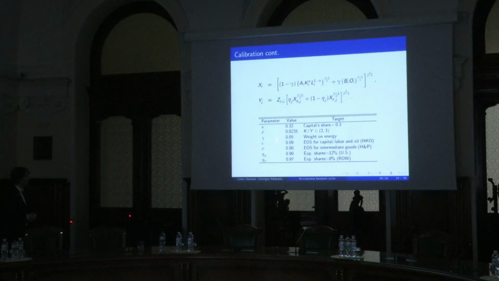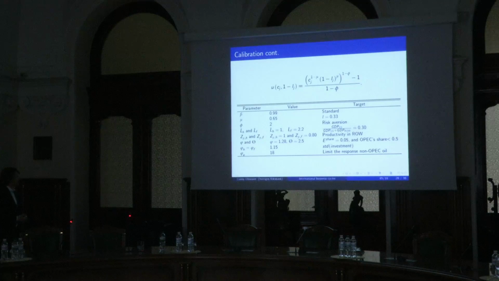And then these objects, eta H and eta F, they determine, as I said, home bias. So we set them to match data. Eta H is set to 0.9. That produces exports as a share of GDP of 12% for the US, and for the rest of the world it's 8%. So that's the way we pin down these production parameters.